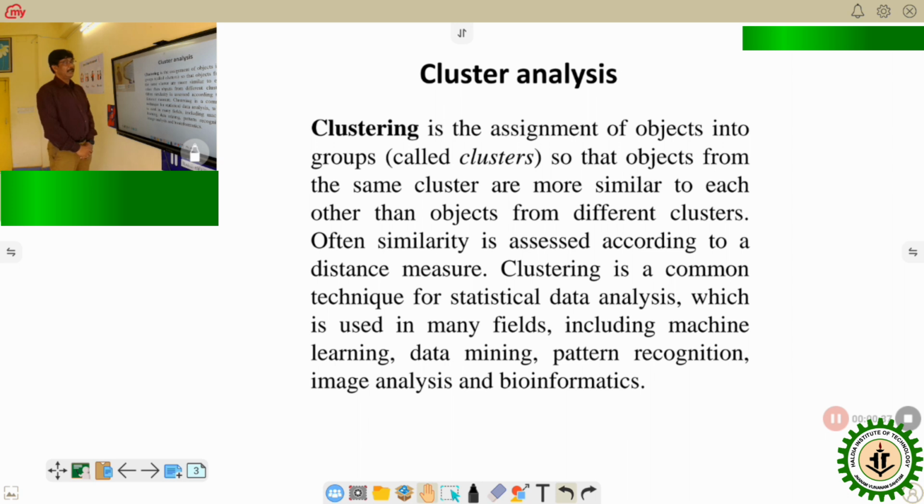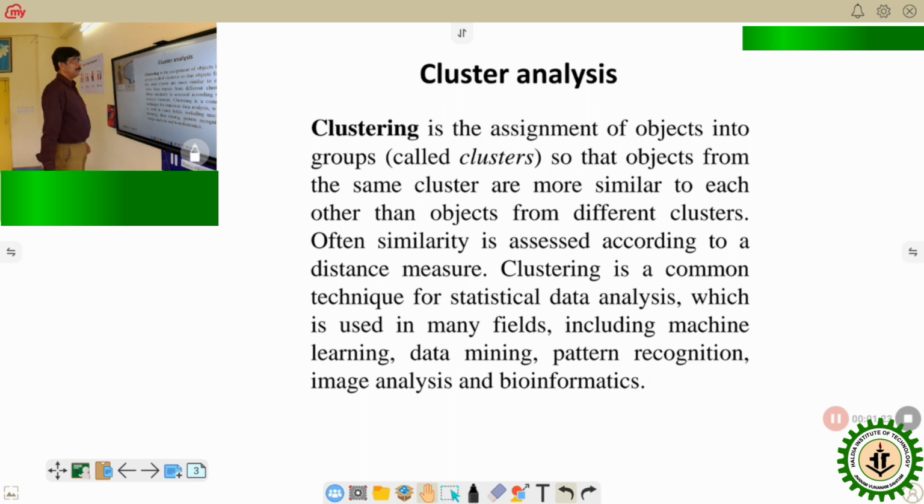So that means that if there are k number of clusters in your data set, suppose we want to allocate the whole data set into k number of clusters, then the assignment of the objects in each cluster will be the similar objects. That means the similar characteristics of the objects will belong to the same cluster. Clustering is a common technique for statistical data analysis, which is used in many fields, like machine learning, data mining, pattern recognition, image analysis, and bioinformatics.